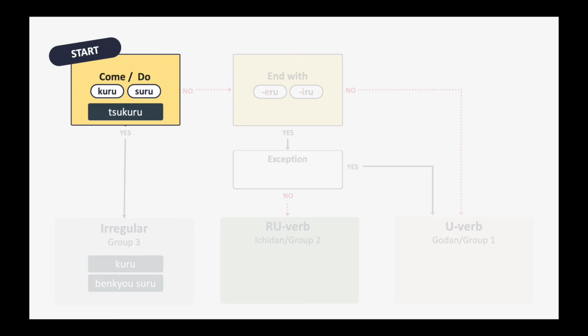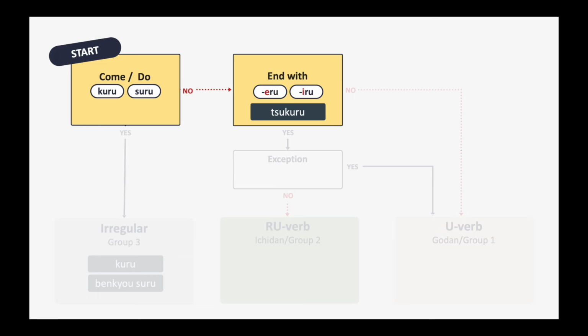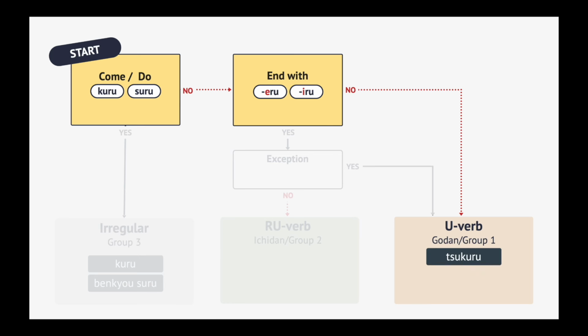How about tsukuru, to make? Is this an irregular verb? Tsukuru ends with kuru, but it just happens to contain kuru. But it's not a kuru verb. So let's go to the second checkpoint. Does tsukuru end with eru or iru? Tsukuru does not end with eru or iru. Remember that verbs that do not end with eru or iru are always u verb. So tsukuru is u verb.